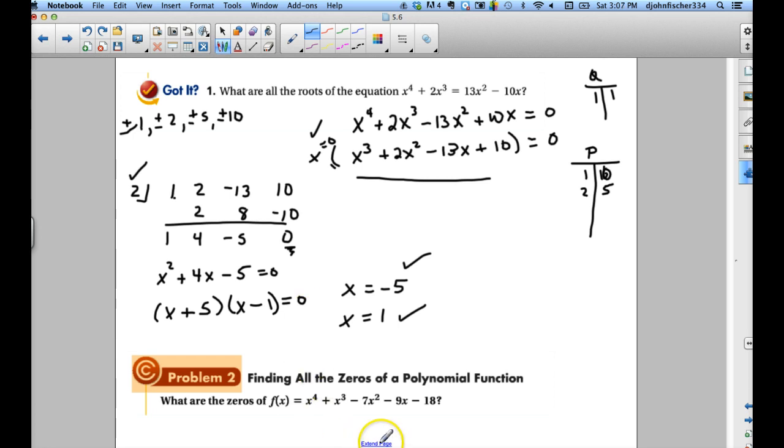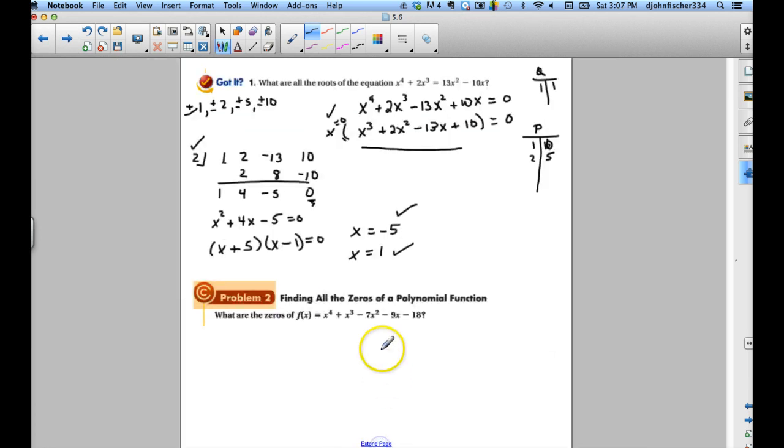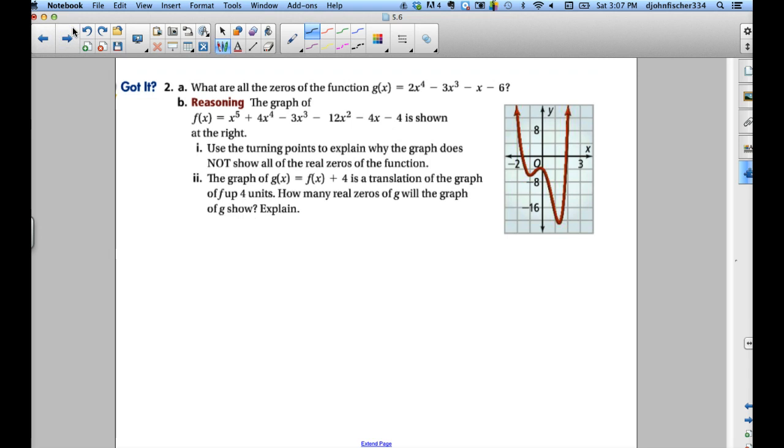Here's another problem. Now my hint to this one is set it equal to 0, do the P over Q, and start breaking it down. We're looking for 4 answers. I want you to do that one. Okay, now if we look at this, what are the zeros of this function? Well, we would have to do the same rules that we did before.